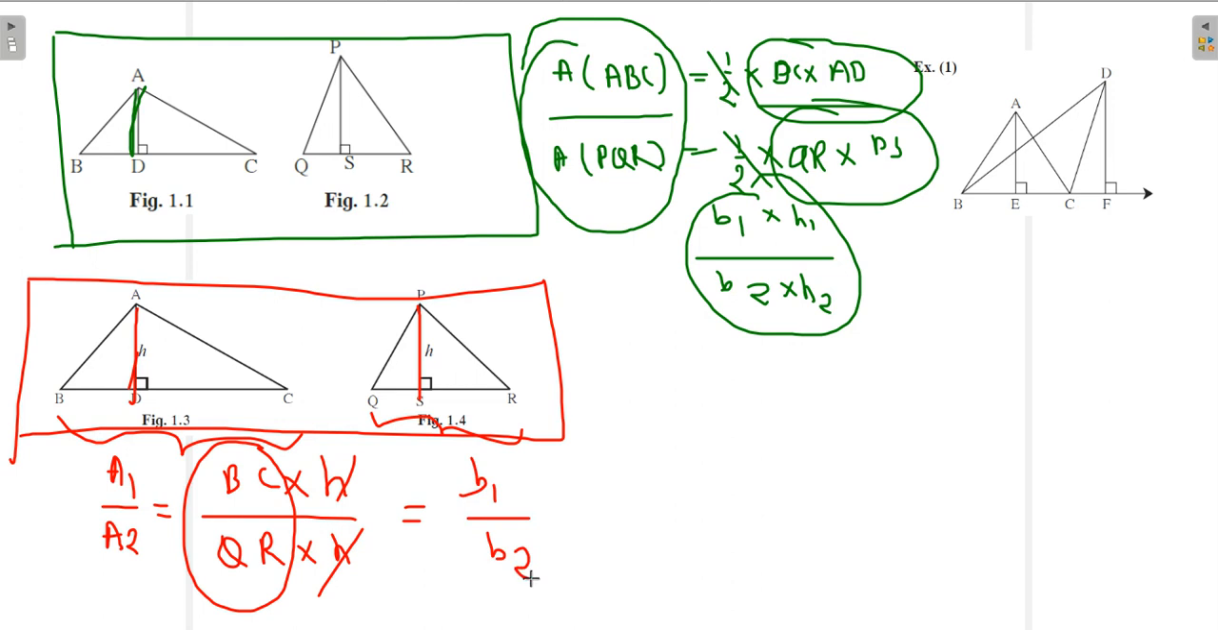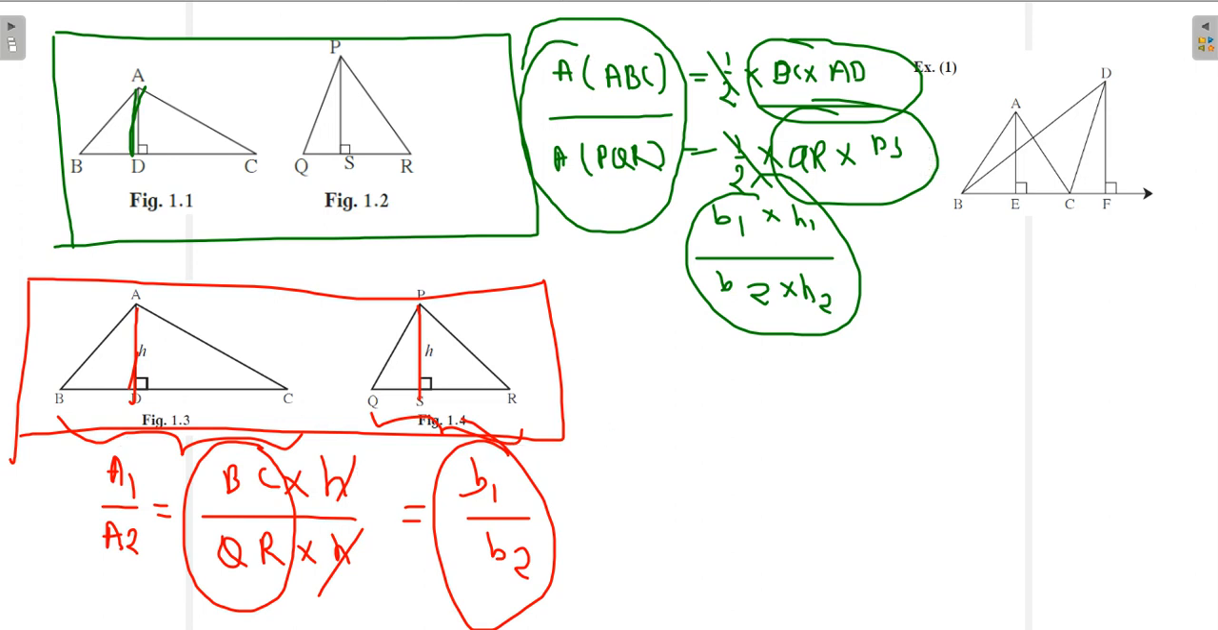So you can definitely figure out that if the height of the triangles is the same and the base is different, then the ratio of areas of the triangles is proportional to the base of the triangle.